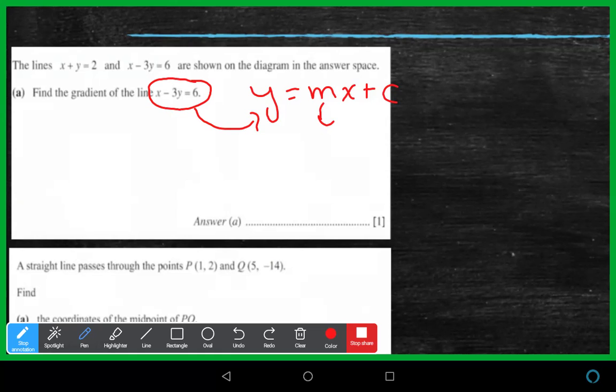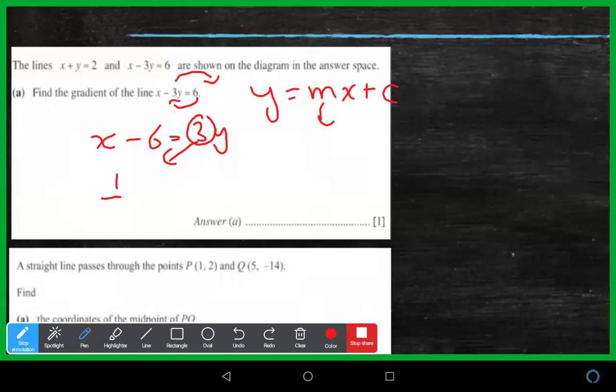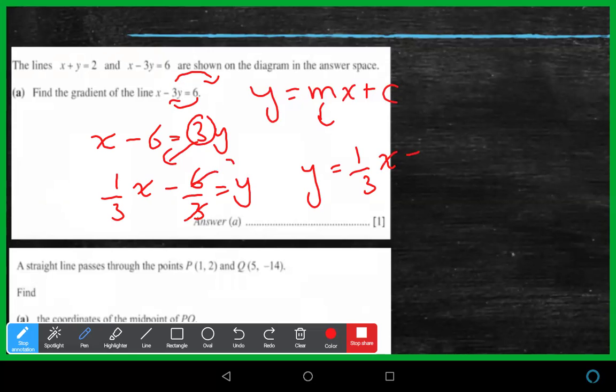So what I will do in this: the equation is x minus 3y is equal to 6. Minus 3y will go to the right side and 6 will go to the left side. What will happen? x minus 6 is equal to 3y. Now 3 is multiplying with y, so it will go to the left side and divide. So it will become 1 upon 3 x minus 6 upon 3 is equal to y. Or I can write it as y is equal to 1 upon 3 x minus 2. So now I can compare these two equations because both are equal to y, and you can see the slope is with x.